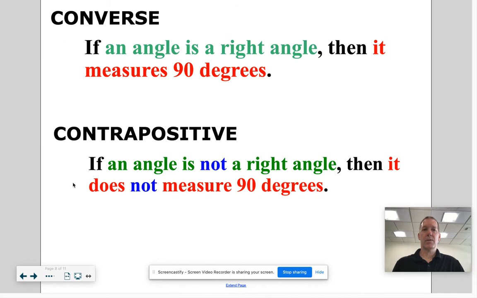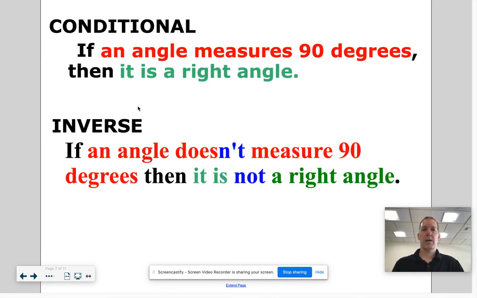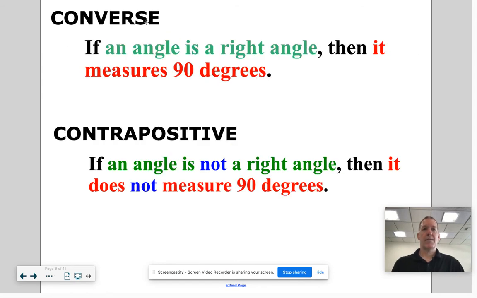Now we have the converse and the contrapositive as well. The converse, let's go back here. The converse is going to take the if part, the red part here, and the green part here, and it's going to flip them. All right, it's going to flip them. So I think of it like Converse shoes, like you have a left shoe and a right tennis shoe, and you take your left shoe and your right shoe and you switch them and put them on the wrong feet. So if you ever forget, like, which one's the Converse?